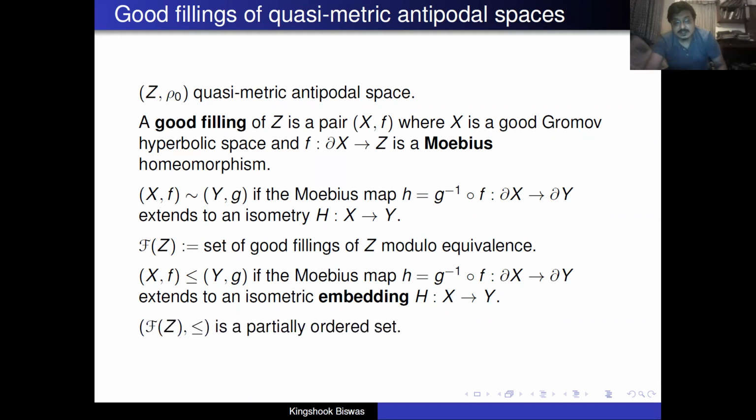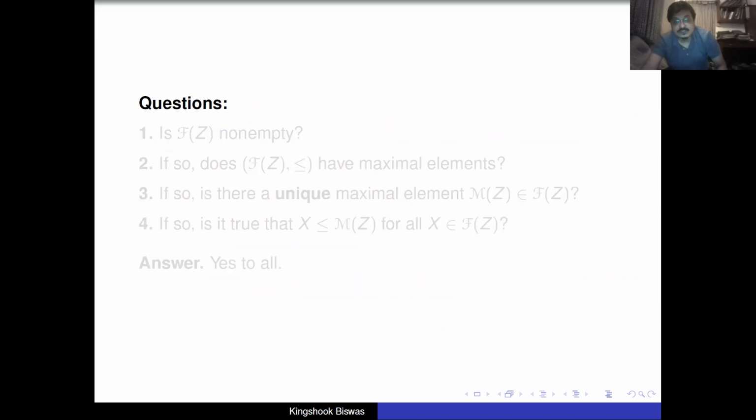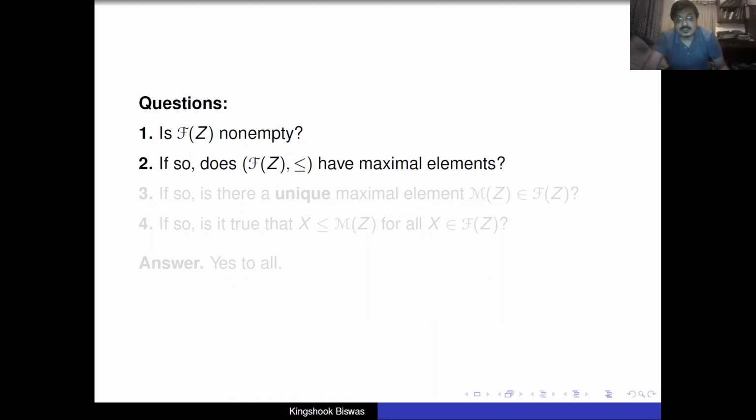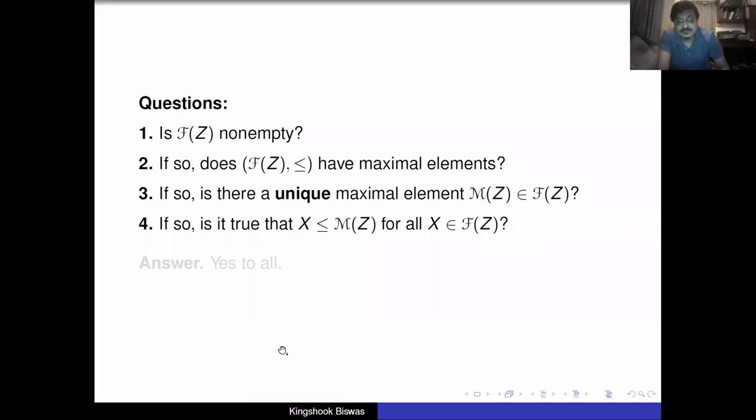It's not hard to show that this set of good fillings with this relation is a partially ordered set. So then there are natural questions. First of all, is the set of good fillings non-empty? Does every quasi-metric antipodal space have a good filling? If so, does this partially ordered set have maximal elements? And if there are maximal elements, is there a unique maximal element, M_Z, in F_Z? And if there is a unique maximal element, is it true that every other filling X is less than or equal to M_Z? These are some natural questions, and it turns out the answer to all of these questions is yes.